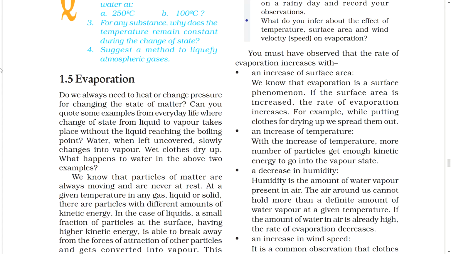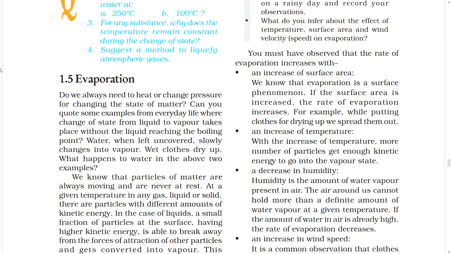Do we always need to heat or change pressure for changing the state of matter? Can you quote some examples from everyday life where change of state from liquid to vapor takes place without the liquid reaching the boiling point? Water, when left uncovered, slowly changes into vapor. Wet clothes dry up. What happens to water in the above two examples?